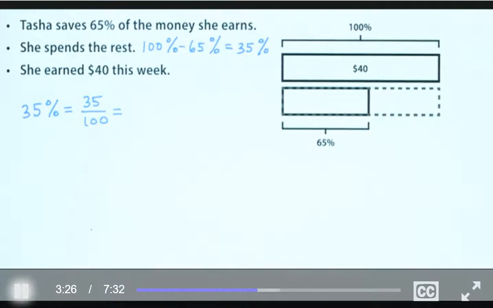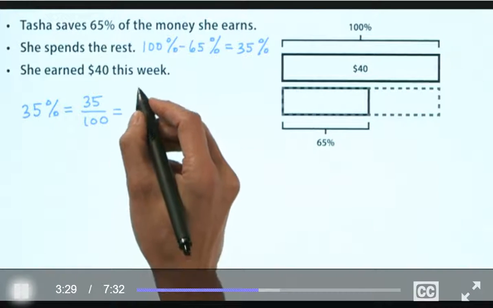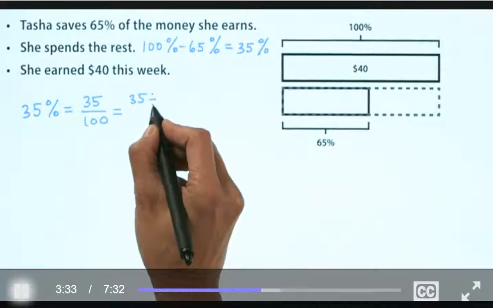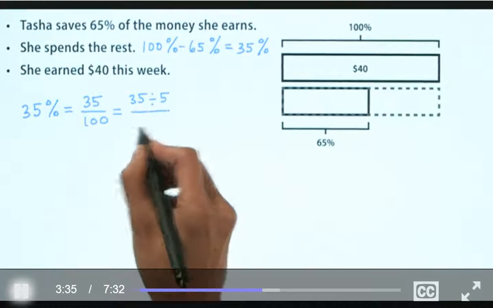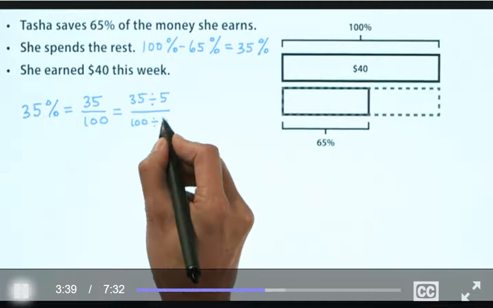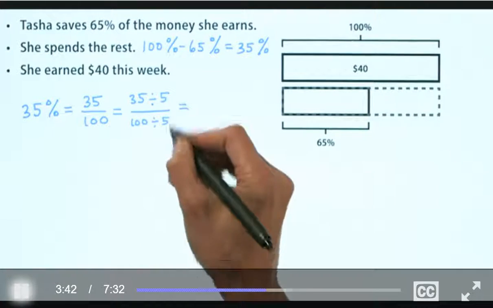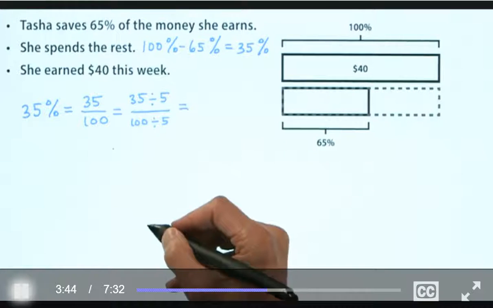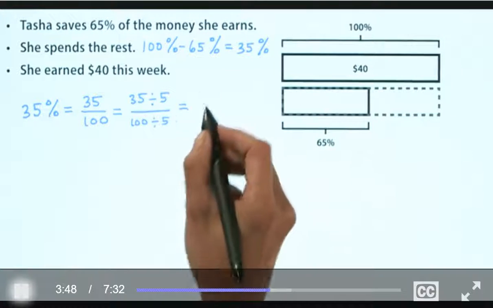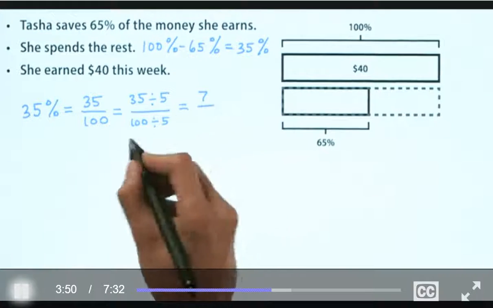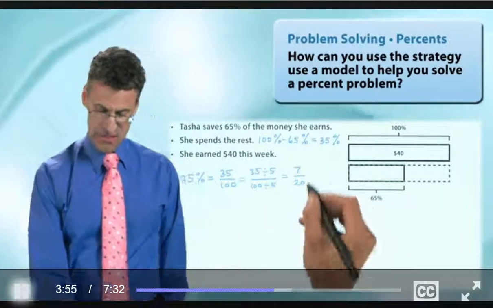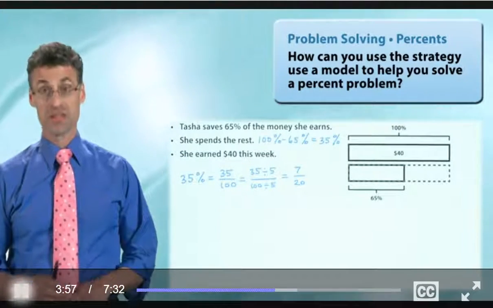And so one thing that we can do is think about this as, well, take 35 and divide that by 5. Take 100 and divide it by 5. If I divide or multiply both the top and the bottom of a ratio by the same number, it's going to produce an equivalent ratio. And 35 divided by 5 is 7. 100 divided by 5 is 20. And so I see that 35% is actually equal to the ratio 7/20.